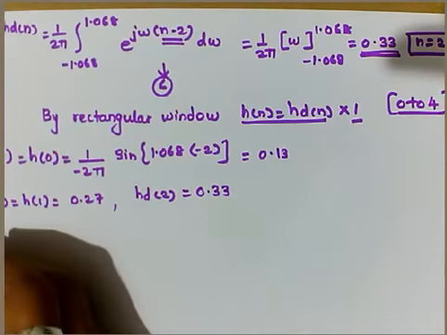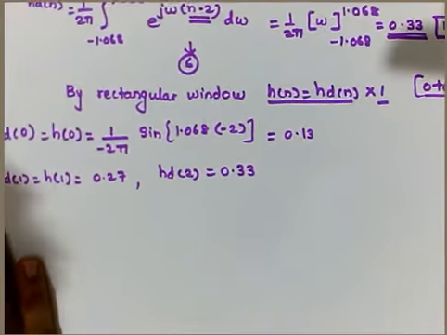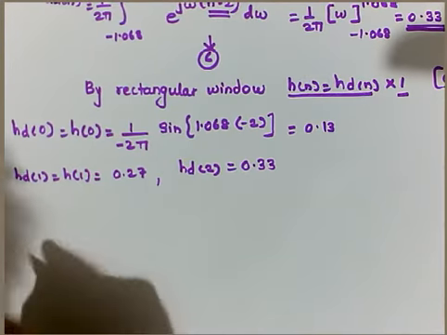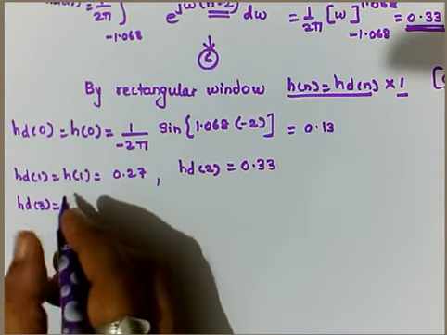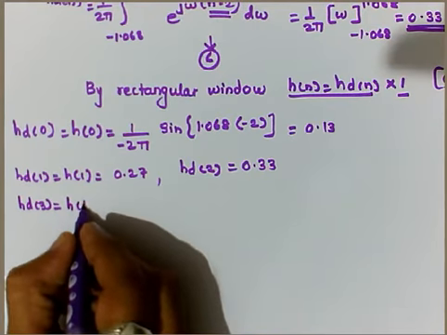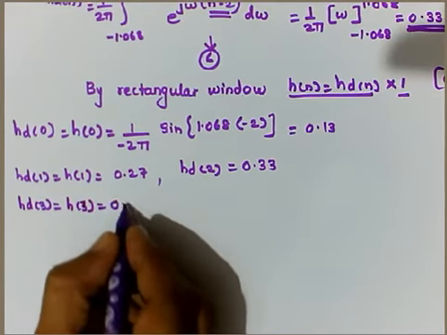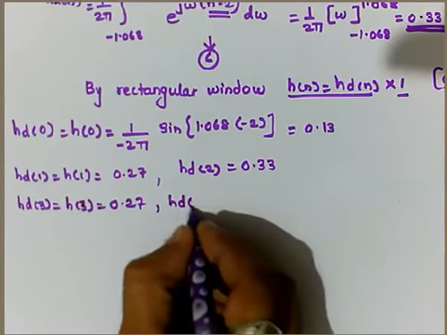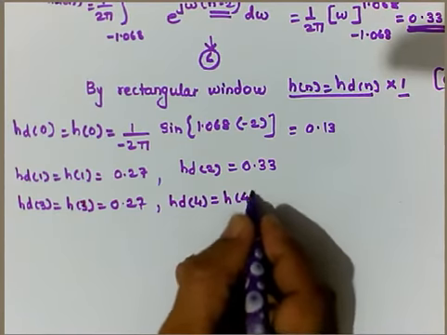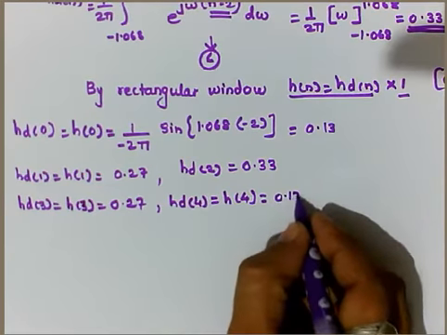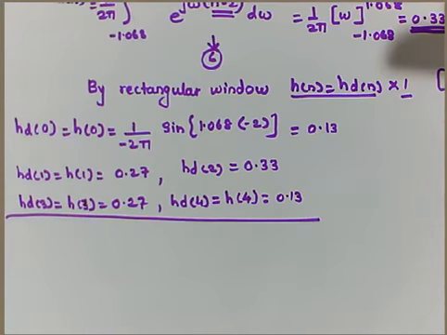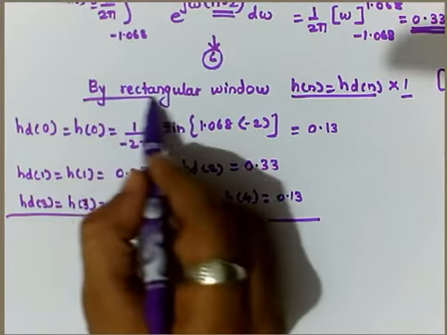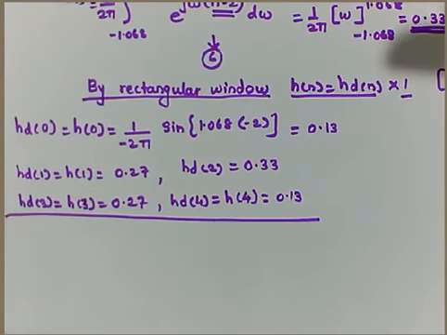The remaining values simply satisfy the condition h of n is equal to h of m minus 1 minus n. That's why the value of hd of 3 is the same as that of hd of 1, so it will again be 0.27. Similarly, hd of 4 is nothing but h of 4, so it is 0.13 itself. This is how we got all the filter coefficients, that is h of n, by using the rectangular window technique. Now we will see how to solve it with the help of the Hamming window technique.